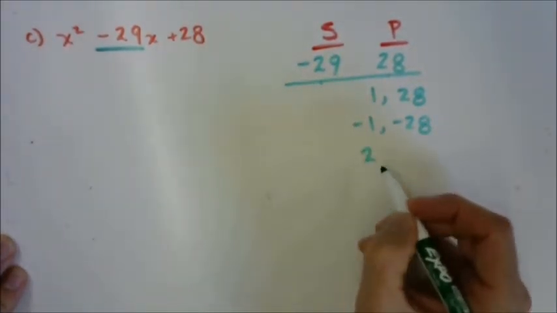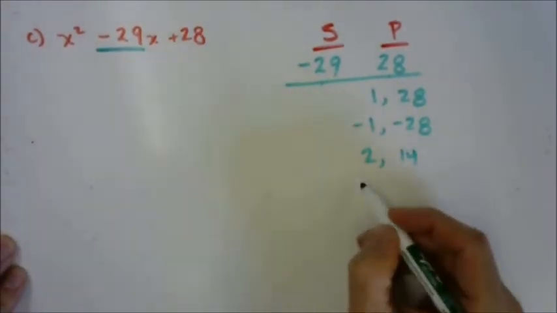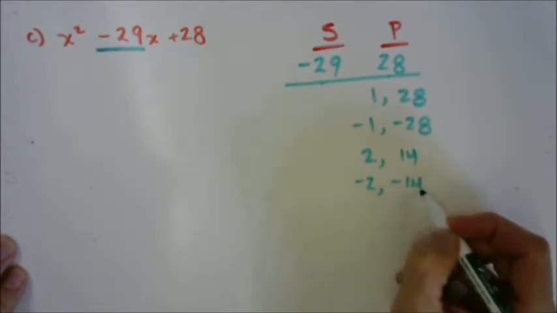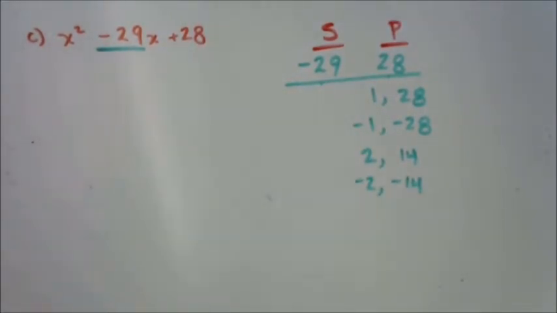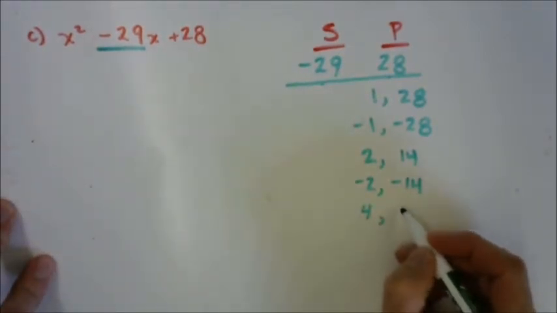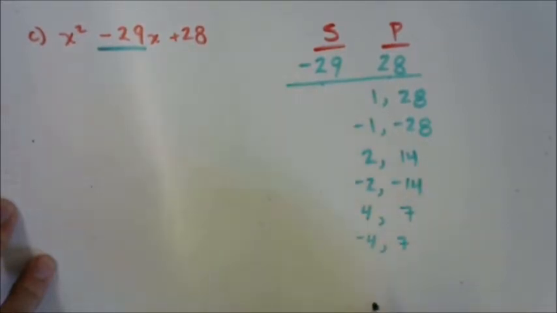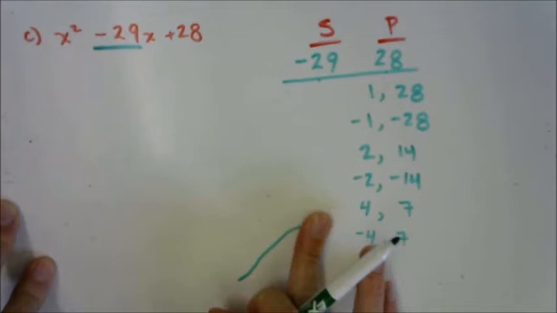Is 2 a factor of 28? Yeah. Who's his partner? 14. And while we're there, let's do the negatives. Negative 2 and negative 14. Is 3 a factor of 28? No. Is 4? Yes. 4 and 7. Let's do the negative ones while we're there. Is 5 a factor? Is 6 a factor? Now we're at 7. So we've gone all the way up the mountain, and we already did all our ones going back down. So we're done.